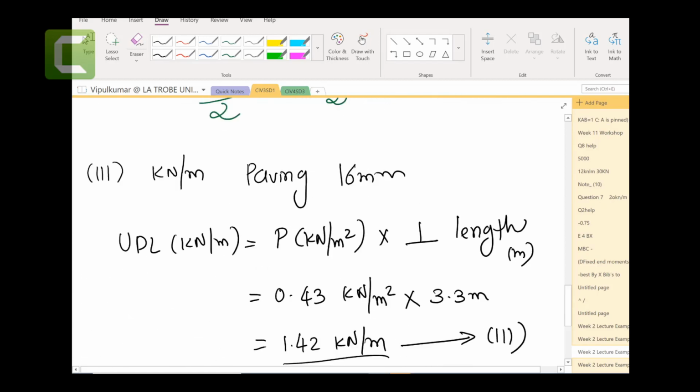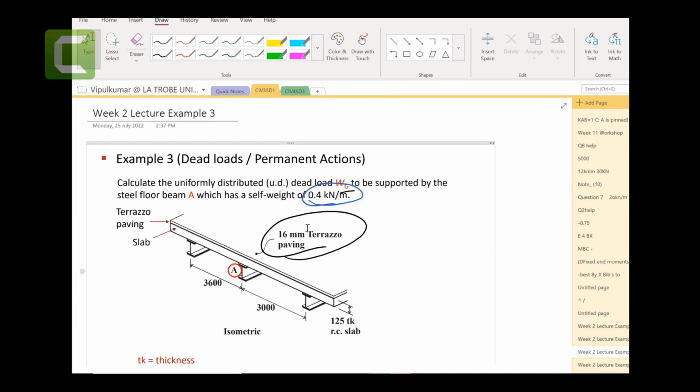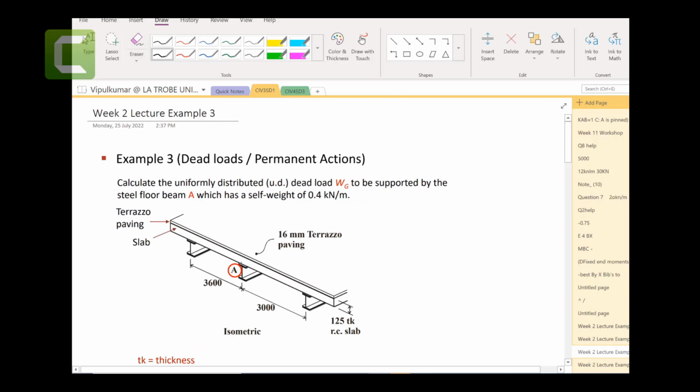So how much? 11.97. So if I draw it up here, this beam A would be carrying 11.97 kilonewton per meter due to the own weight of that beam A, due to the weight of the slab, and due to the weight of the paving. The additional concept that we added in these examples is to calculate this sharing perpendicular length. So let's revise what we covered so far.